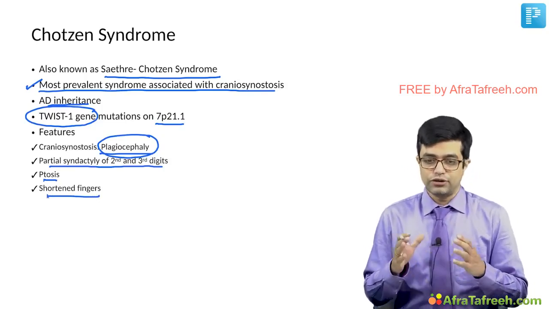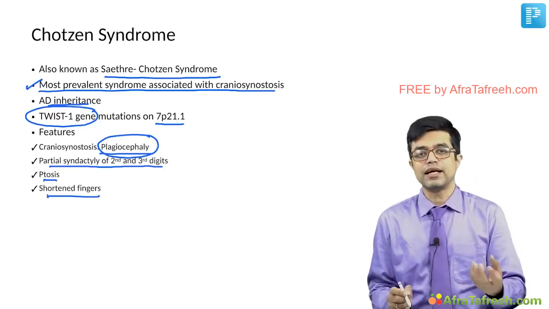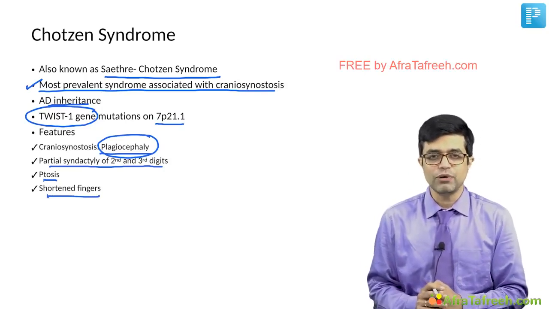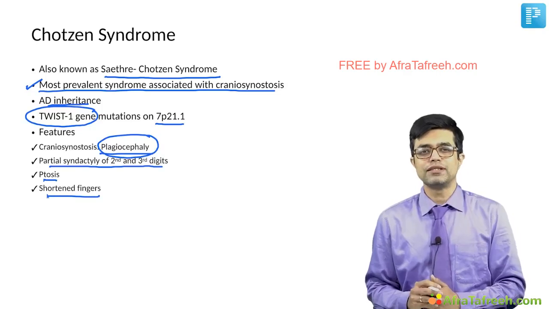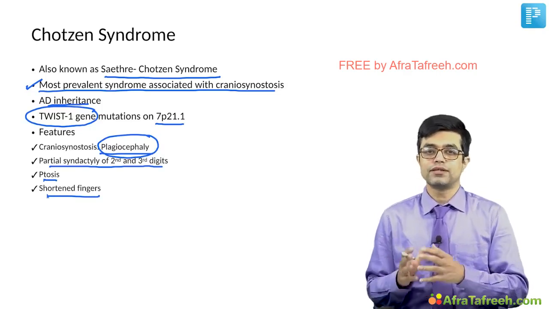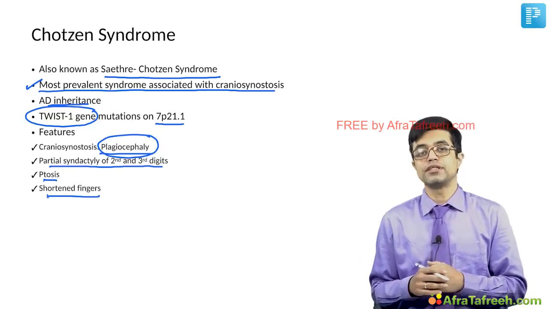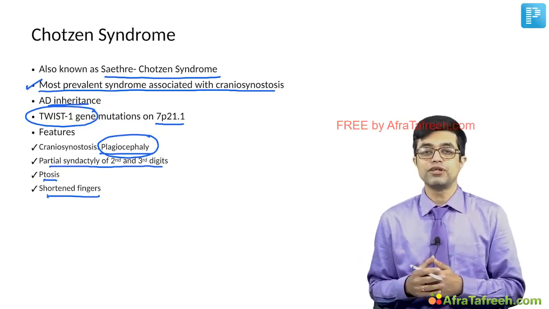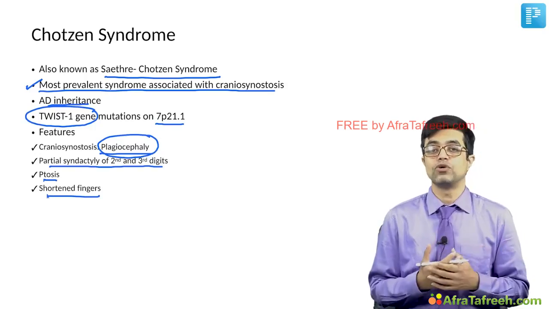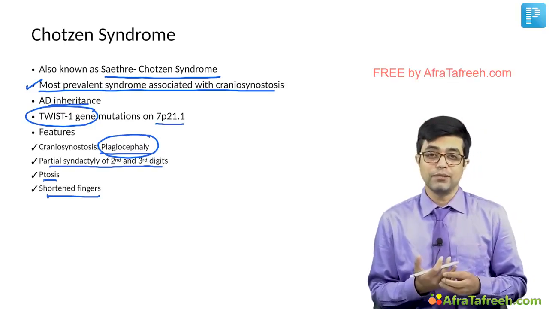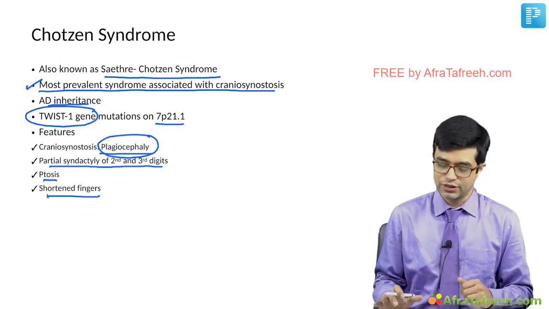In general, Saethre-Chotzen syndrome is less dramatic as compared to other syndromes, and that is why its exact prevalence is not known. Studies have shown that despite being milder in nature, it sometimes does not come to attention, but it is one of the most prevalent syndromes, less dramatic but most prevalent among craniosynostosis syndromes.